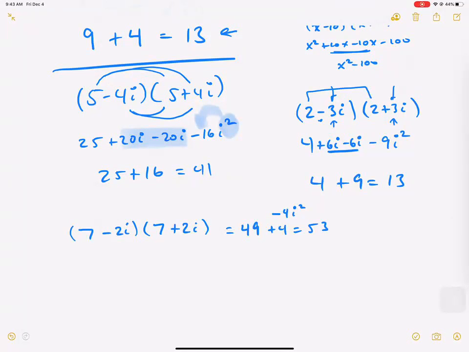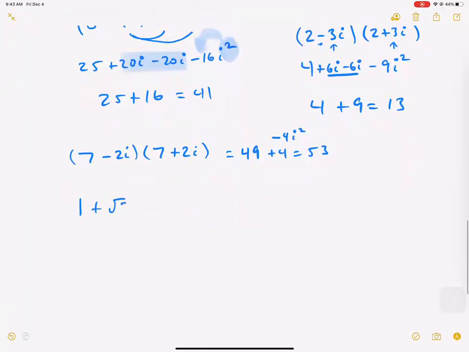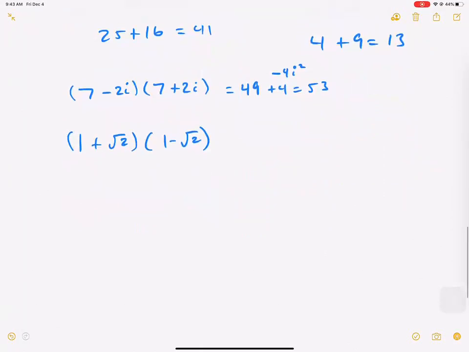Okay, so this is the cool thing about conjugates: when I'm multiplying conjugates by each other, it actually cancels out my imaginary. The same thing goes for square roots. Let me show you a simple square root problem: 1 plus square root of 2 times the conjugate 1 minus square root of 2. Since we have conjugates, that's going to be a positive square root of 2 and a negative square root of 2. The middle term is going to cancel out anyway, so we just have to do the front and the back. This is just a hint for when we look at square roots.